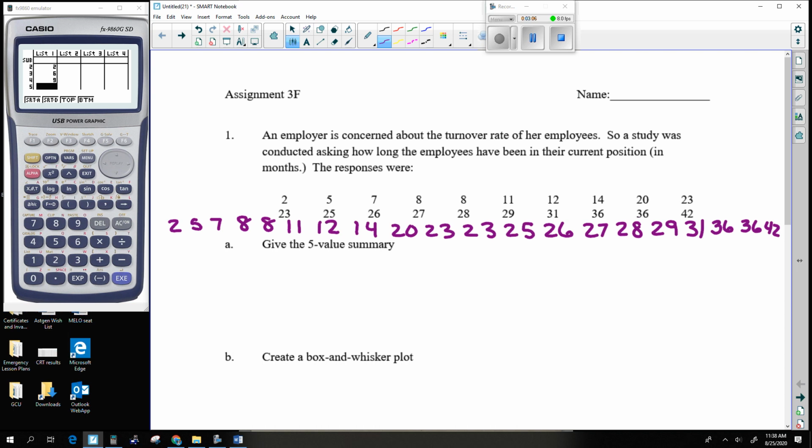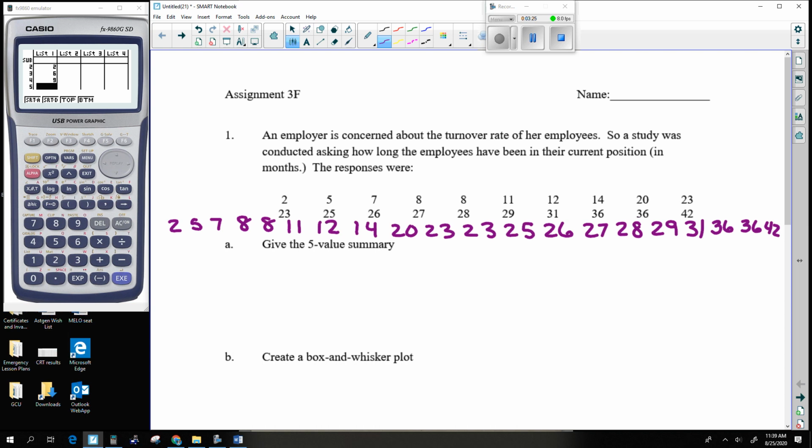Just double check, count to make sure you didn't miss any. So that's 1, 2, 3, 4, 5, 6, 7, 8, 9, 10, 11, 12, 13, 14, 15, 16, 17, 18, 19, 20. 20 numbers. I did have 20 numbers, so I didn't miss any, and they're all in order. Hooray! Okay.